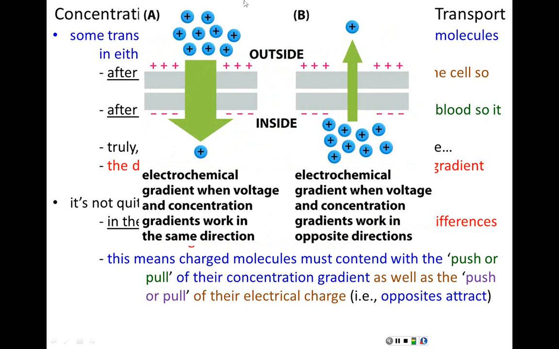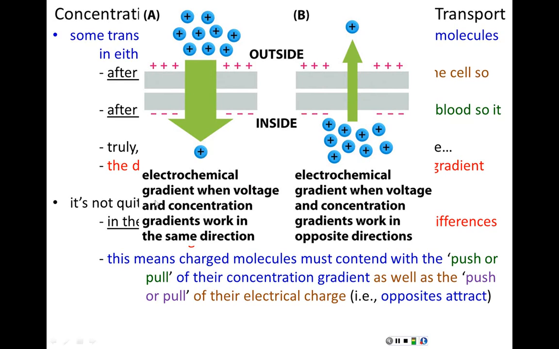And so in one scenario, we see there's a high concentration of blue circles outside the cell, and a low concentration of blue circles inside the cell. What's the concentration gradient? Well, the concentration gradient is from top to bottom, from high to low. Great. Let's consider the charge now. Outside the cell is very, very positive. Inside the cell is very, very negative. Opposites attract. So these positive circles would like to get from outside the cell to inside the cell with respect to charge as well. So great, we have agreement.